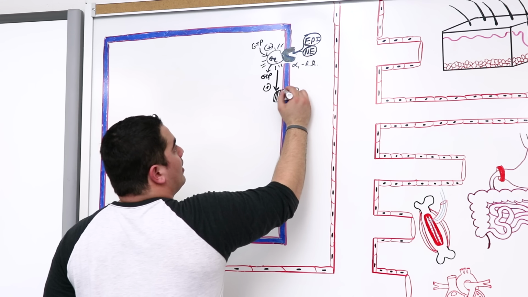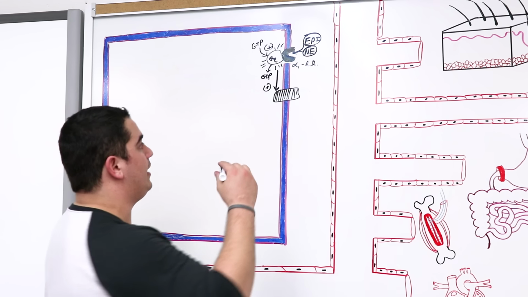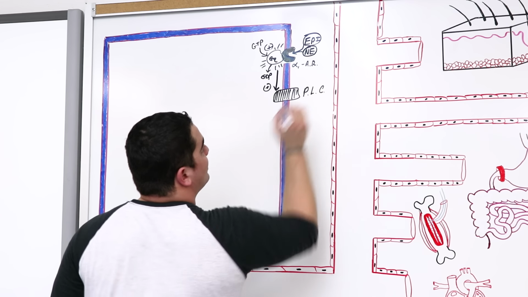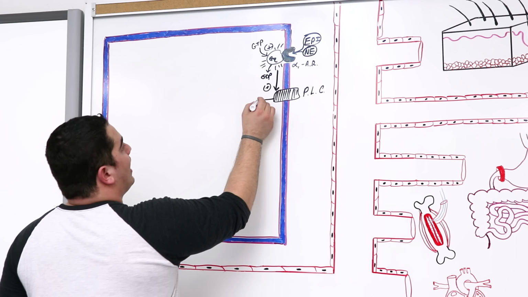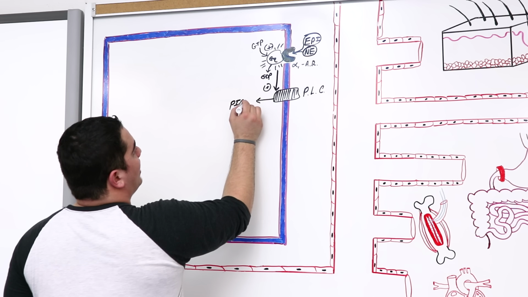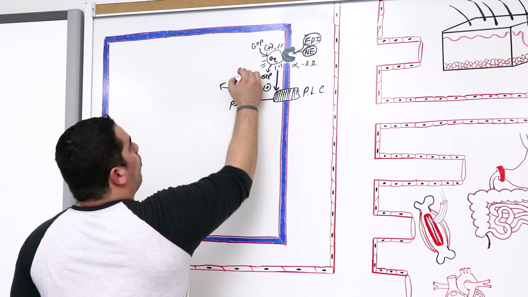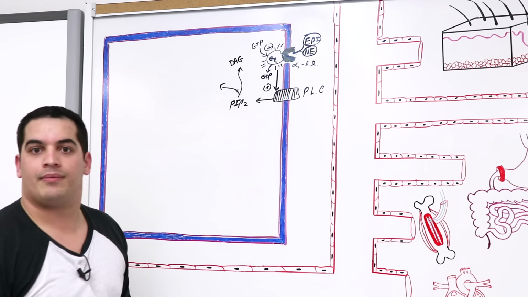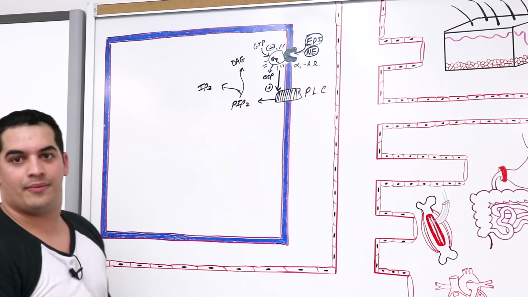This enzyme is what we refer to as phospholipase C. So we call this enzyme here phospholipase C. What phospholipase C does is it breaks down a chemical called phosphatidylinositol diphosphate, and it breaks it down into two chemicals. One is called diacylglycerol. The other chemical is called inositol triphosphate.